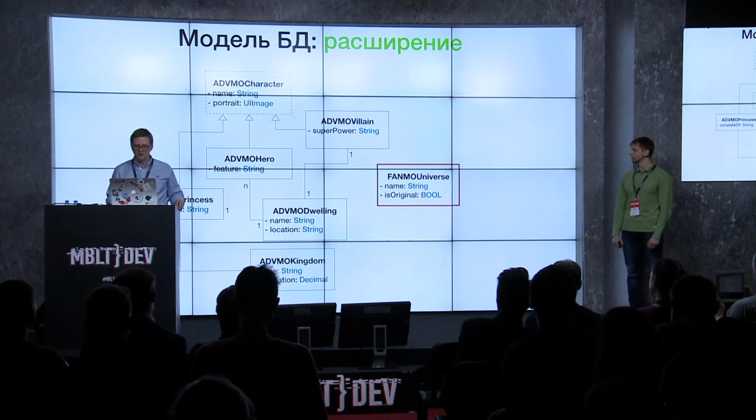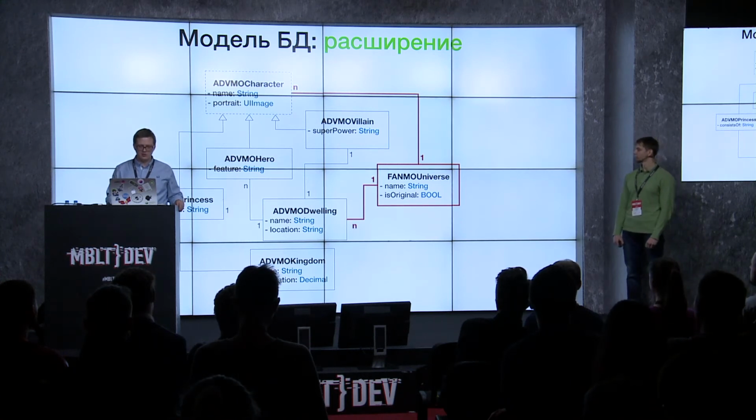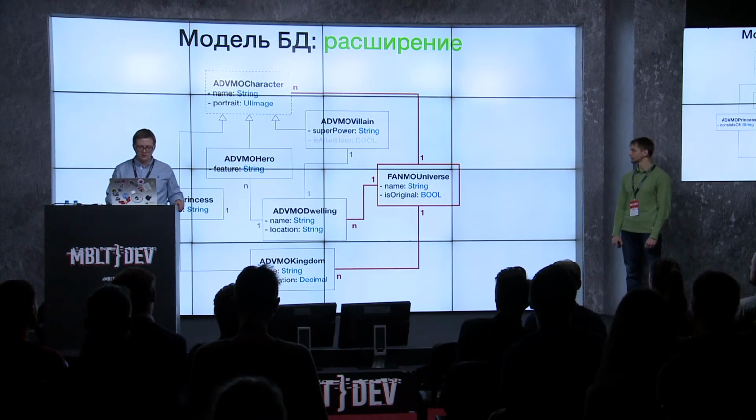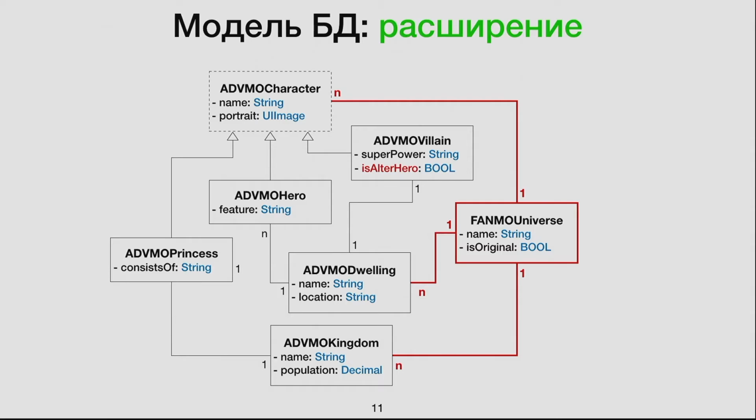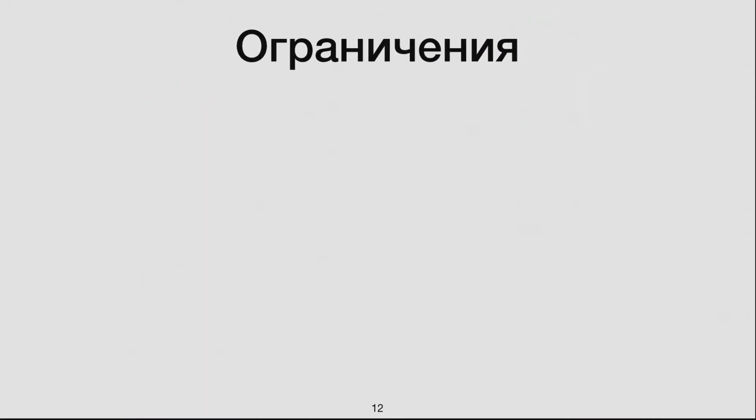We add an object, the universe, that will have a one-to-n relation with the characters, with the kingdom, with the dwelling place. We add another property, the alter hero, for the bad guy. It can be an alternative hero in this universe, and we have the genuine character that has several alter egos in the multi-universe. That is why we have a one-to-n relation.